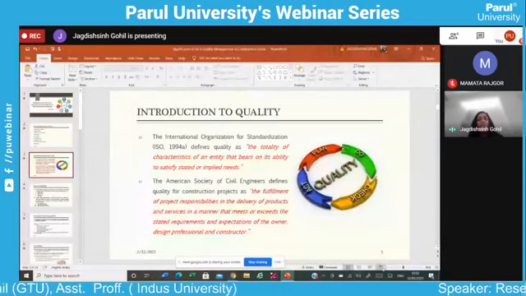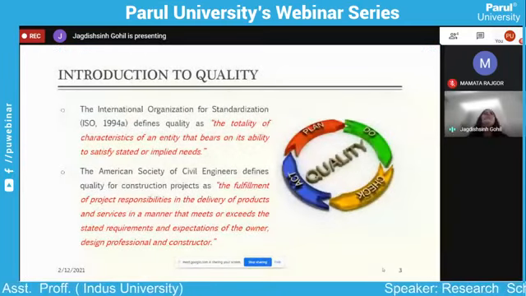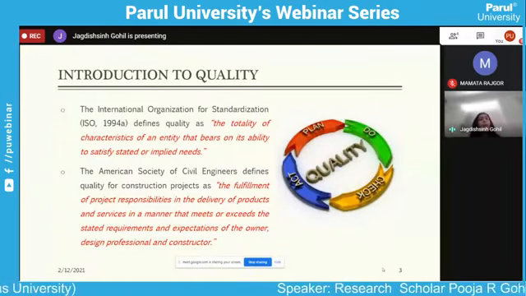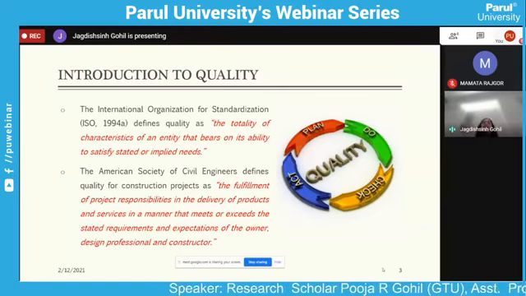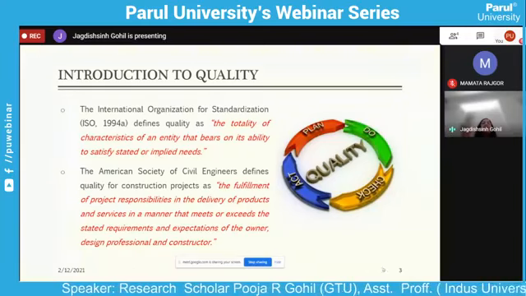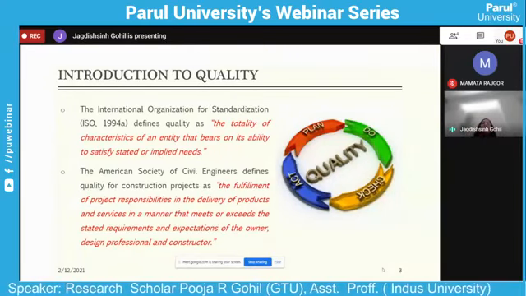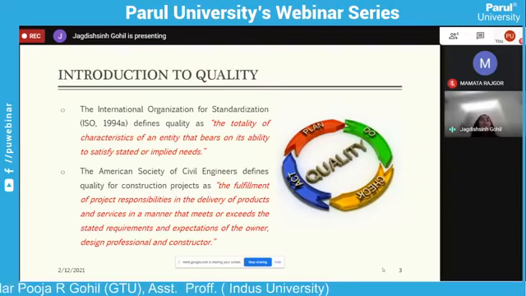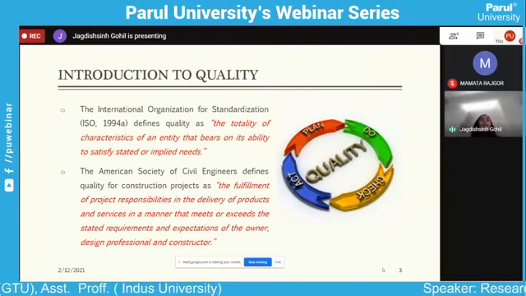So, what is quality? Nothing but a characteristic which any entity or thing has to satisfy the stated or implied needs, right? That's the simple definition of quality. Whatever the entity is constructed for or manufactured for, it should fulfill that need. If it fulfills the needs, it is said that it has good quality. And if not, then we can say that the entity doesn't have good quality. This was just a simple definition.